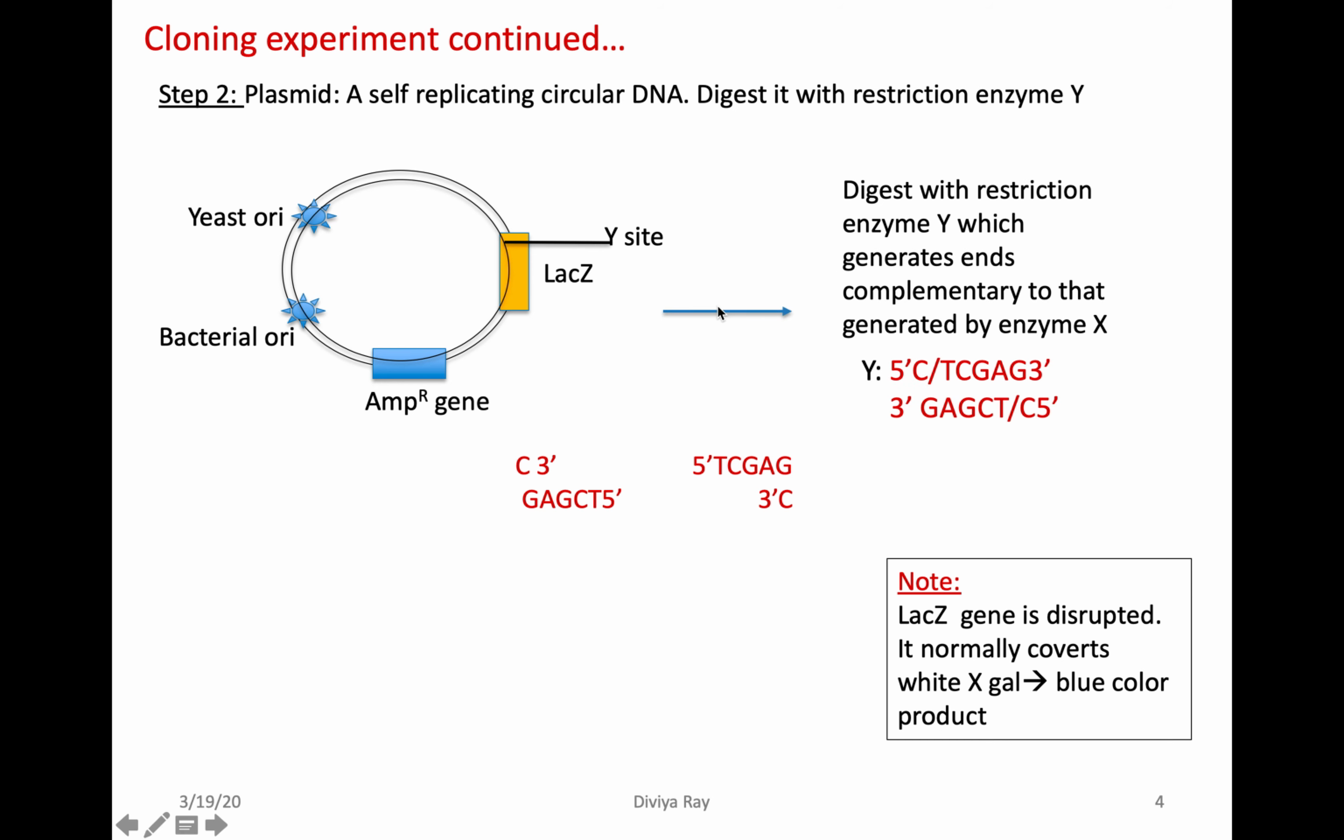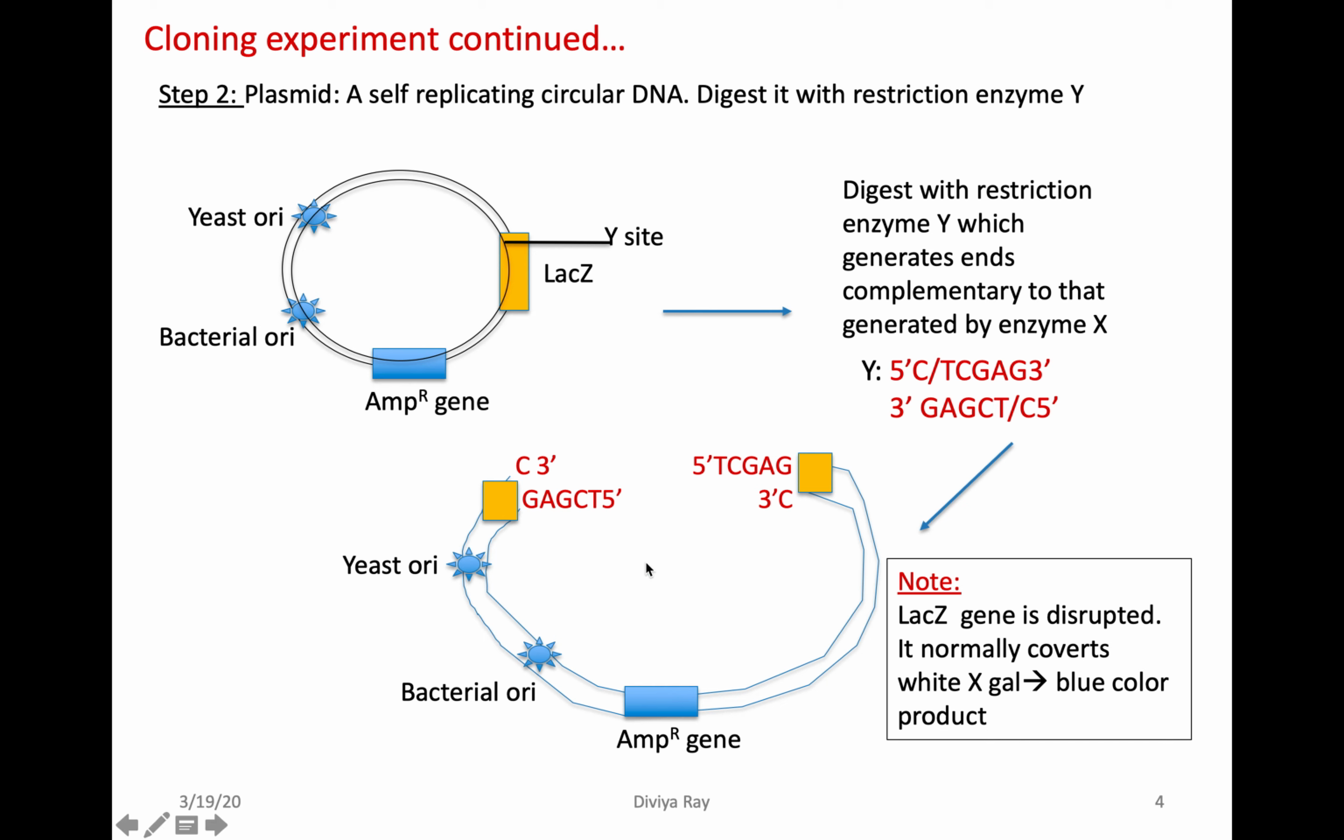Now you digest this plasmid with the restriction enzyme Y, which is able to recognize this particular sequence. It's important to know that the sequence generated by cutting with restriction enzyme Y is complementary to the sequence generated when you cut the genomic DNA with restriction enzyme X. You will see that in a minute, but just bear with me for a moment. So you digest the plasmid with restriction enzyme Y, and when you do that, you get this digested plasmid.